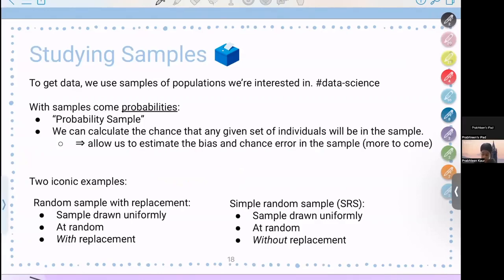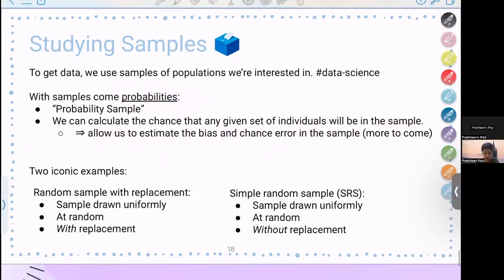And whenever we sample populations, it comes with probabilities, right? The chance that someone at UC Berkeley is included in my sample is a probability and it's relevant. We can calculate that chance, right? The chance that any given set of individuals will be in my sample. And these probabilities allow us to estimate the bias and chance error in the sample, which we'll talk about later in the course.